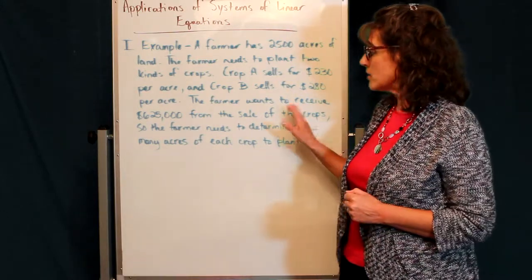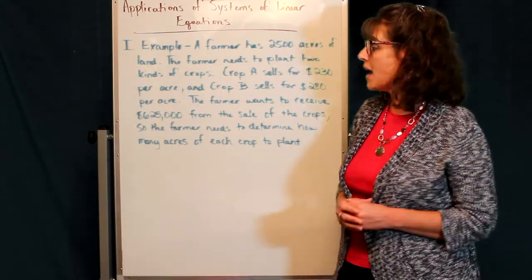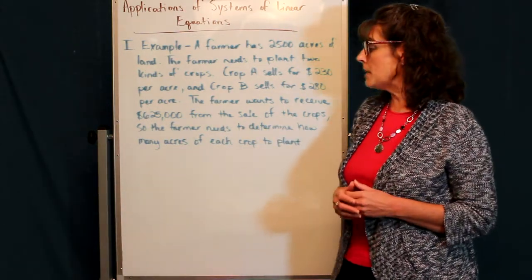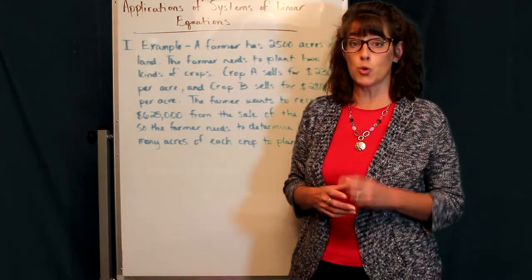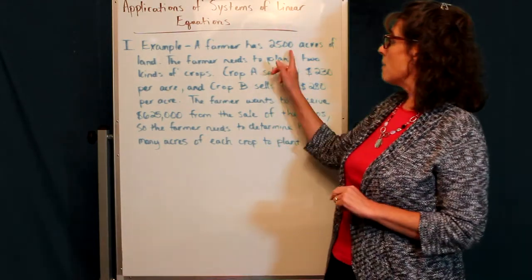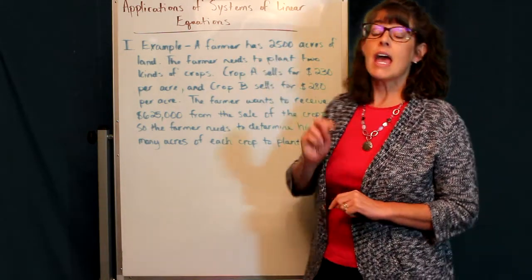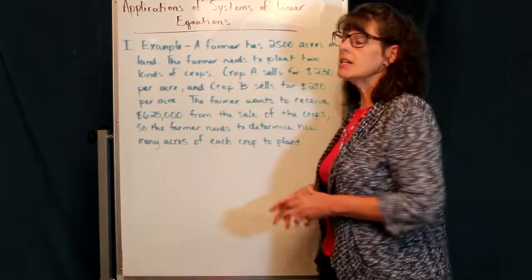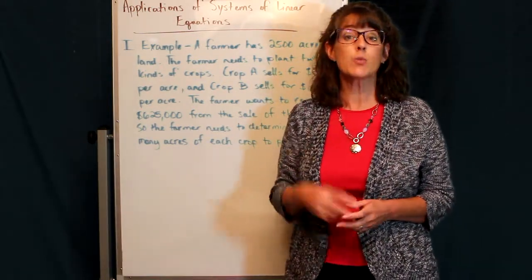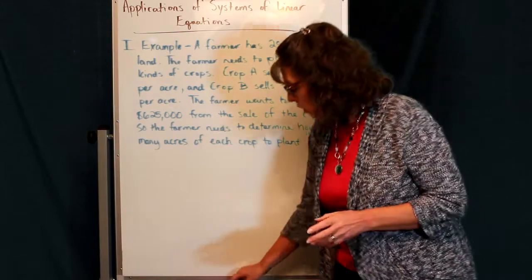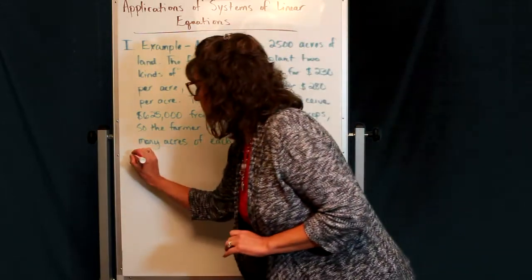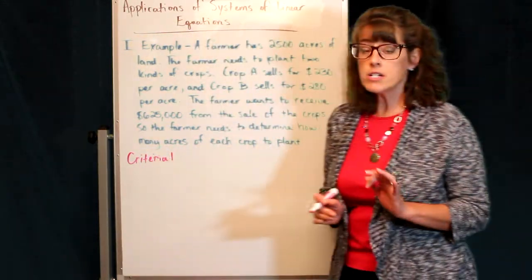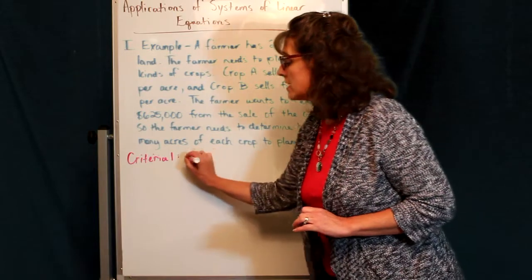Now, this farmer wants to receive $625,000 from the sale of the crops. So the farmer needs to determine how many acres of each crop to plant in order to do two things. One, maximize the space he or she has, and two, to maximize the amount of money that he or she wants to bring in. So we've read it in its entirety, we've got a feeling for what's happening, and yes, we have two criteria that we need to be met. So let's kind of start there, write this down. We have criteria one, and criteria one is going to be this idea of the acreage.